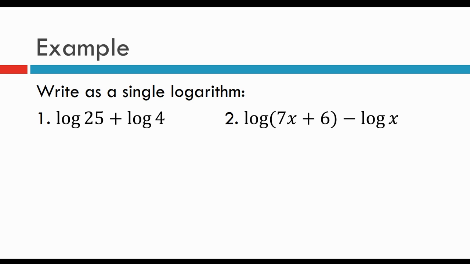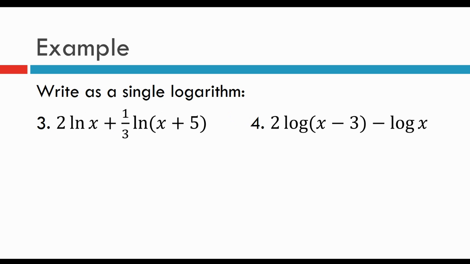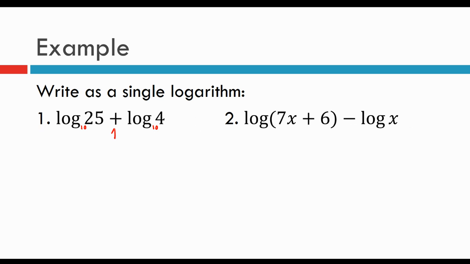So in the first problem, we have log of 25 plus log of 4. Once again, remember, if I don't see that base, it is technically base 10, which is why I know that these two then have the same base. We don't have to write base 10, but that's what it is. So notice that the sign that we have in between is addition. So remember, addition comes from the product rule, where we originally wanted to have then the terms be multiplied.